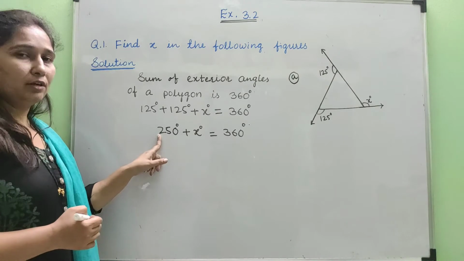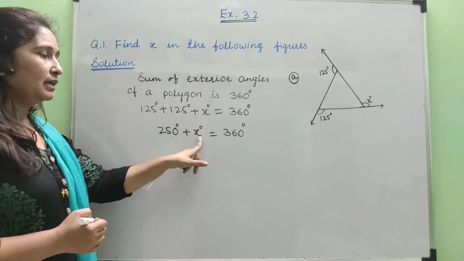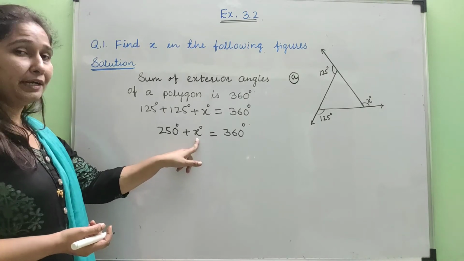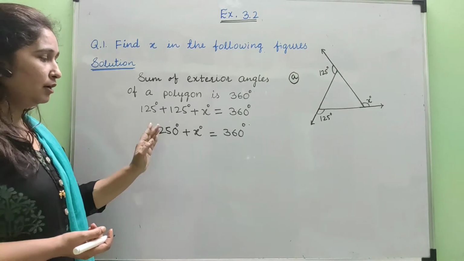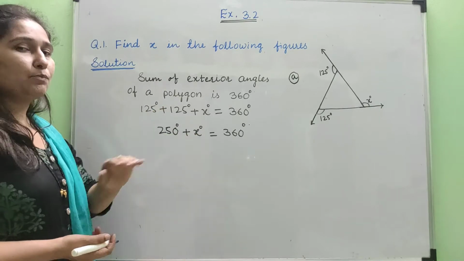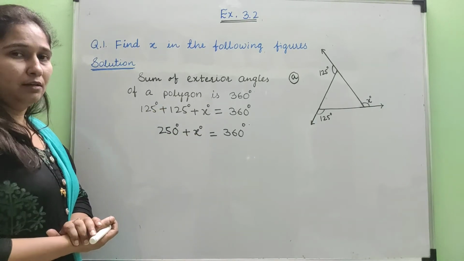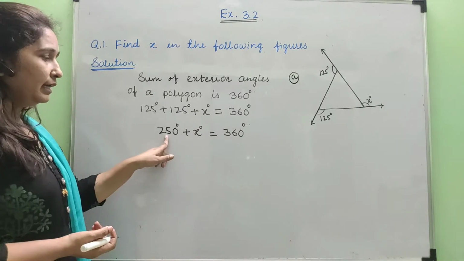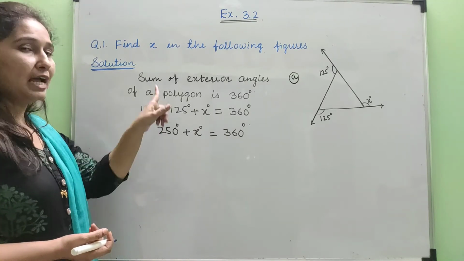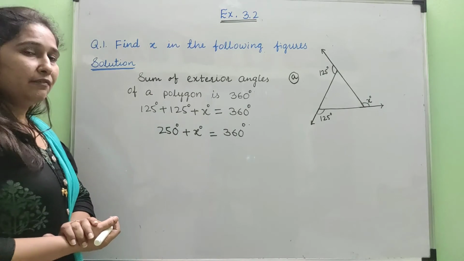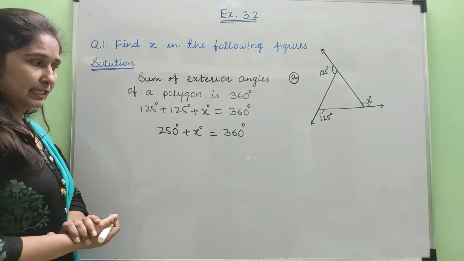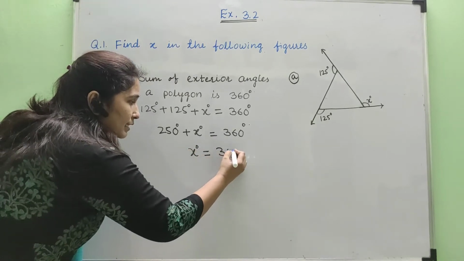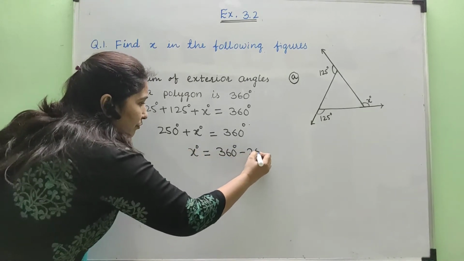Now again here we got equation 250 plus x is equal to 360. To find the value of x, that is to find the value of variable, you have to transpose the numeral associated with it to the other side. Now 250 is in the addition. When you transpose it to other side, it will get subtracted from 360. So x degree is equal to 360 minus 250 degree.